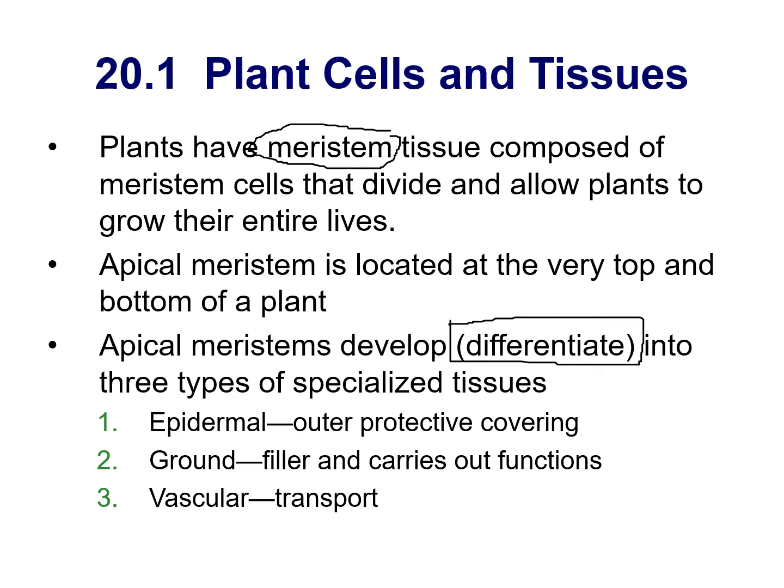When it comes to plants, you can have apical meristems or lateral meristems, but they end up differentiating into many different tissues. So the apical meristem, for example, can become your epidermal tissue. That's the outer covering of the skin of the plant, so to speak. They can become ground tissue, which is basically the body tissue, or the transport tissue, which is the vascular tissue.